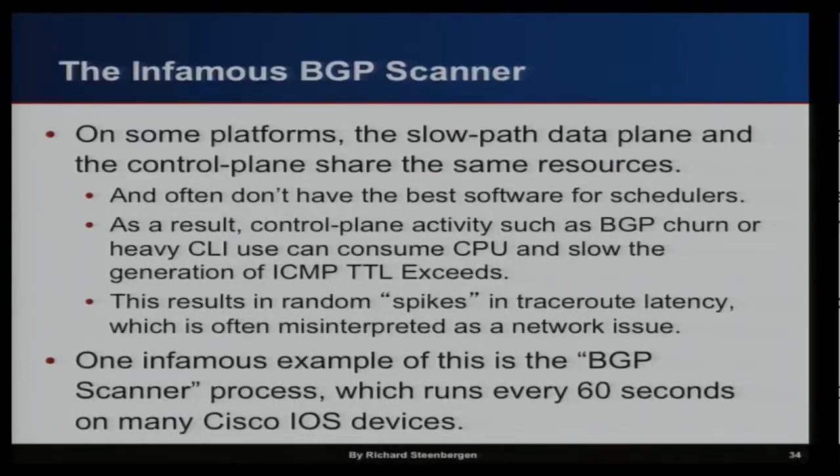That's typically not found on a lot of the higher end boxes. They'll have a dedicated control plane and slow path data plane. But even on things like 6509s, which are still hideously common, it's the same resource. It's the same CPU that's doing it. And so if it's busy doing one thing, it's not doing the other. The most famous example of this is the old Cisco IOS BGP scanner. Every 60 seconds you see a spike in traceroute and you have no idea why.